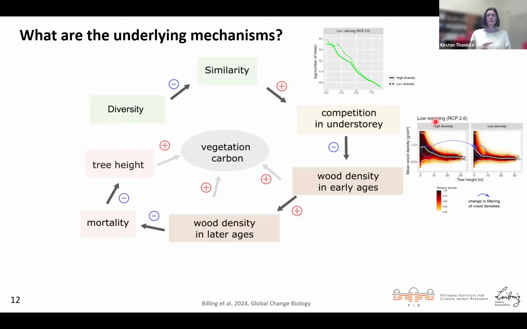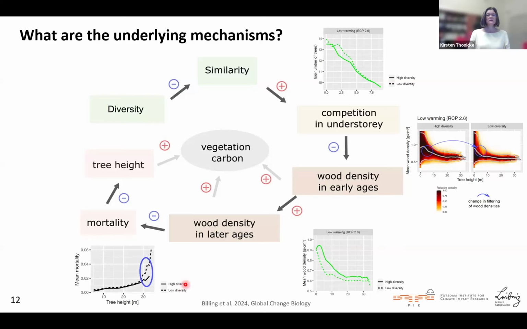With this reduced competition, you can actually fill the space in the wood density much better, where there are some strategies that cannot occupy in the low diversity. So wood density is different in the early ages. This continues and dominates the pattern when trees get older. There you have higher wood density and higher diversity compared to the low diversity.